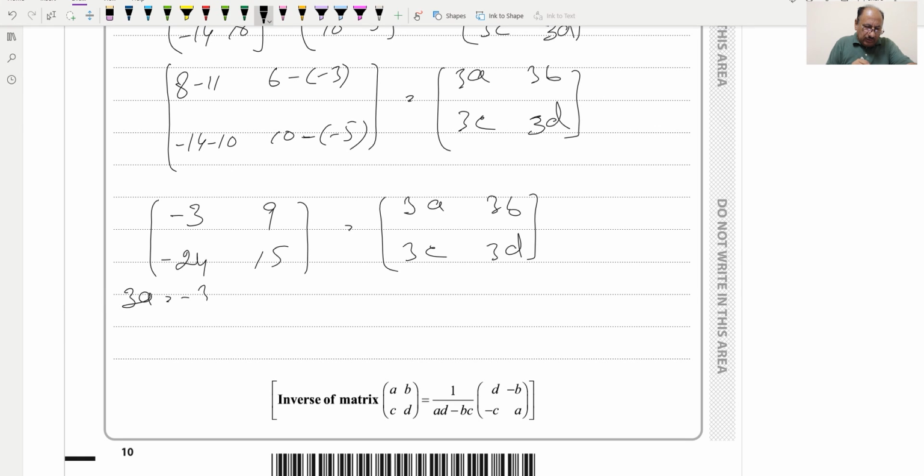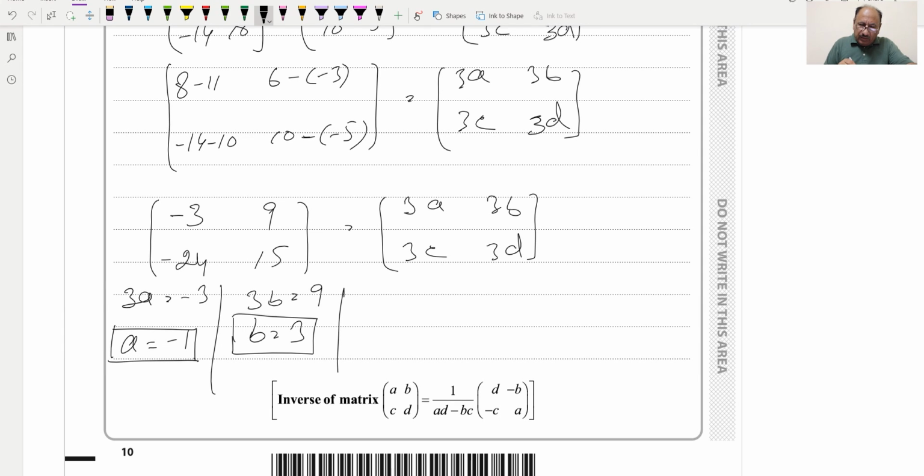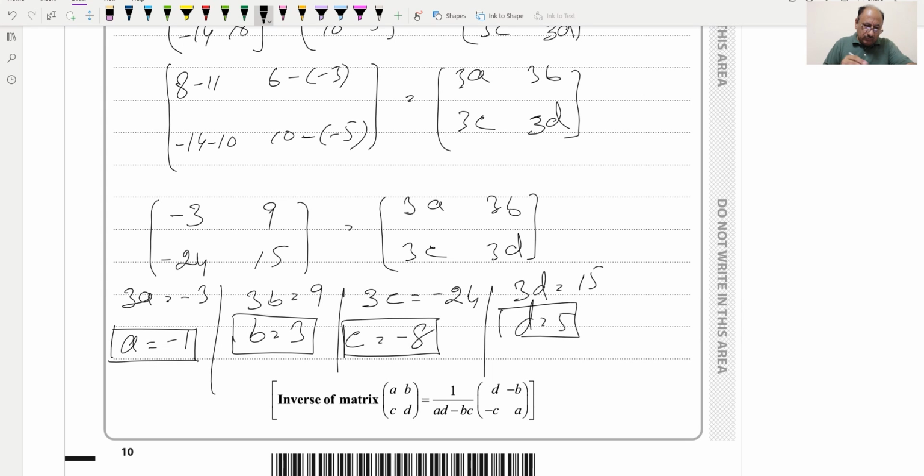3A is equal to minus 3, so A is equal to minus 1. We can solve 3B is equal to 9, so B is equal to 3. Third equation, 3C is equal to minus 24, so C is equal to minus 8. And 3D is equal to 15, so D is equal to 5. This is what we got.